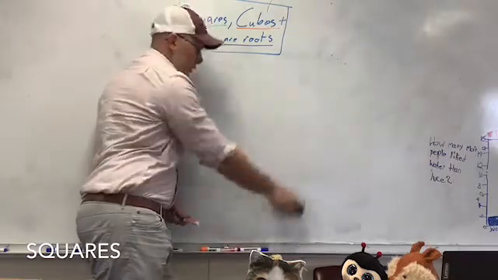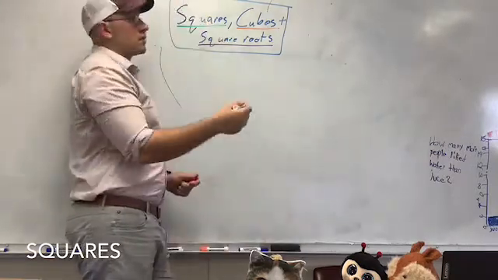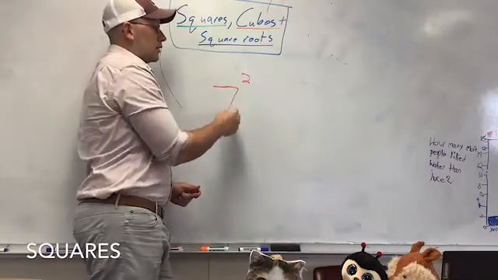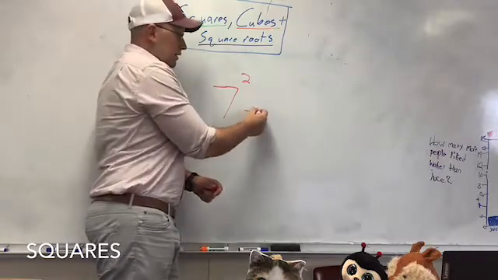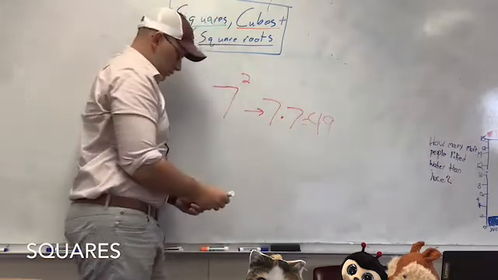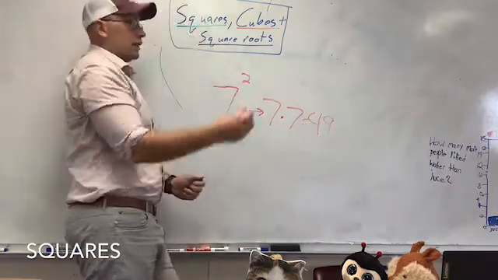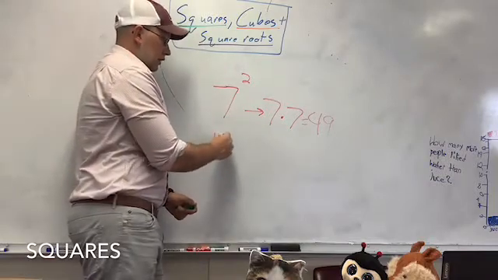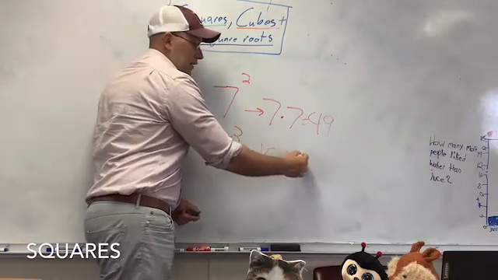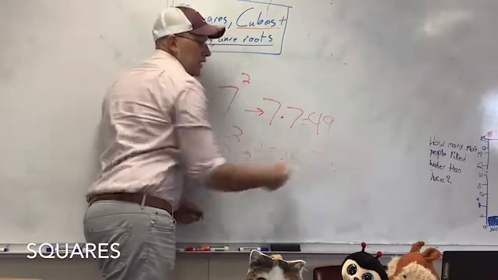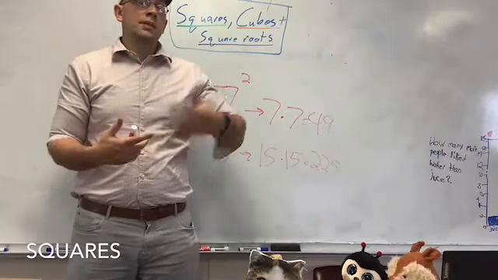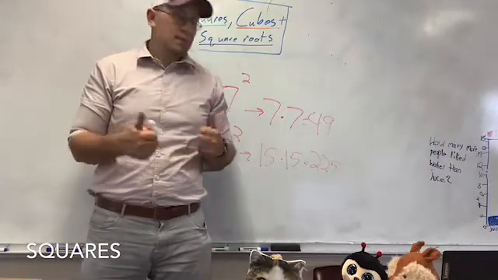So I could do it with any number. I can say 7 squared. What 7 squared means is 7 times 7. I can do 15 squared. That means 15 times 15, which is 225. So that's what squared is. When you say squared, it's just a generic name for saying something to the second power, right?